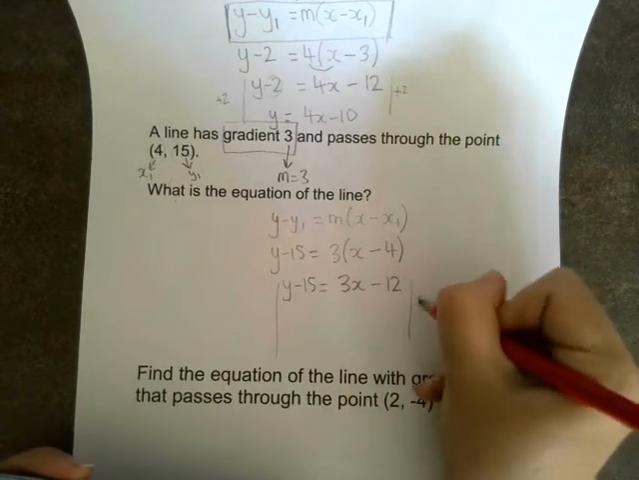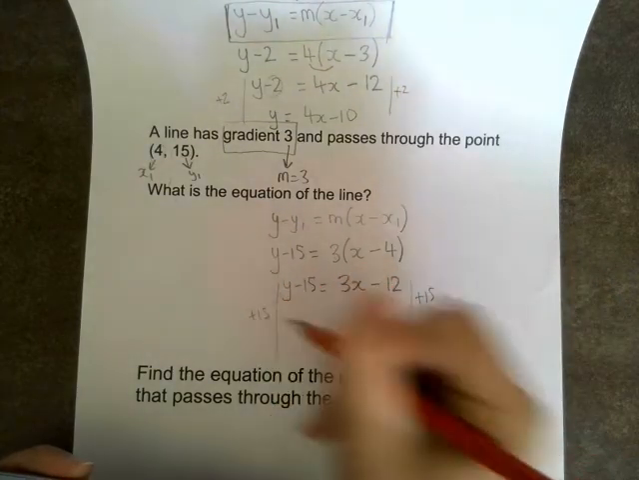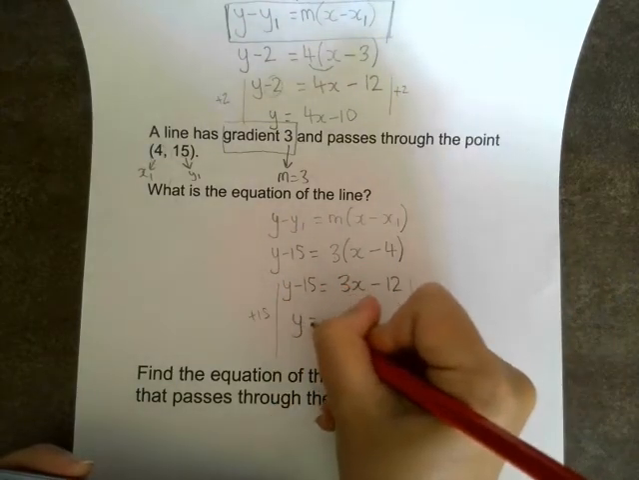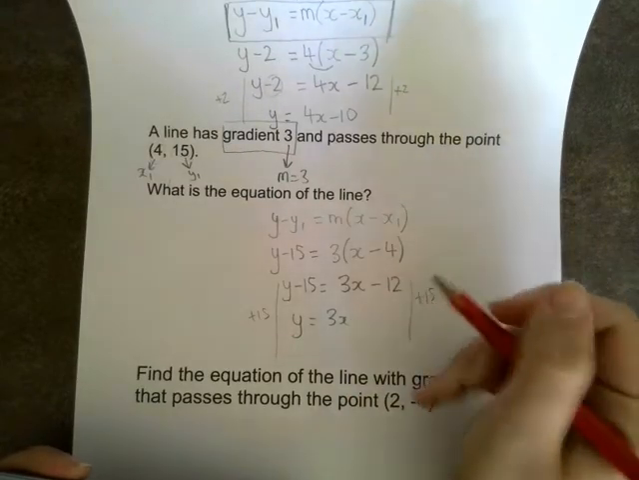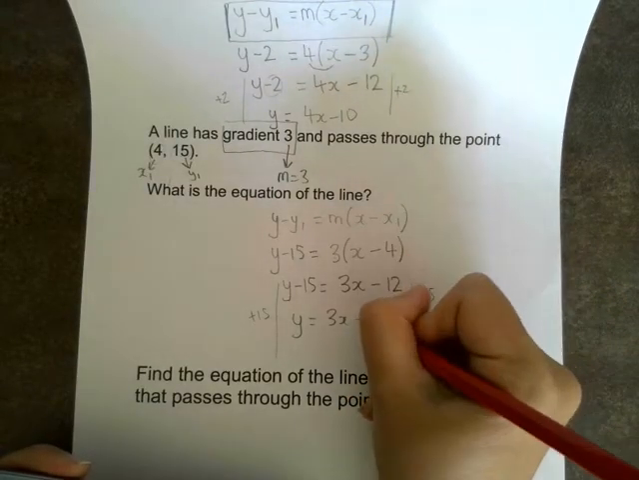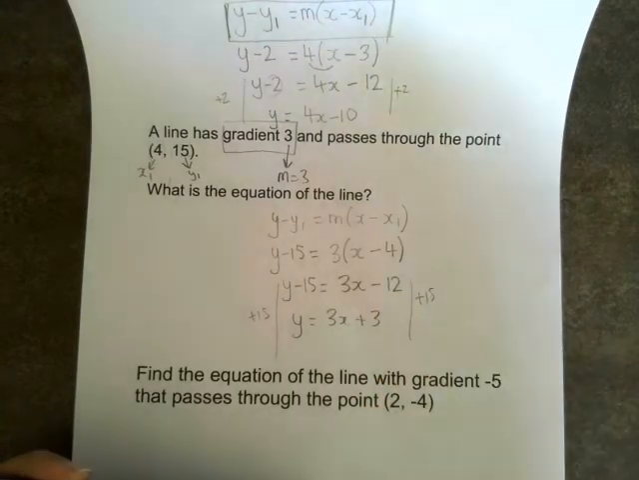So you don't have to put the lines down like that. If you can do it without the lines, that's fine. So that would give me y equals 3x, and then minus 12 plus 15 is positive 3, so therefore it would be plus 3 on the end.